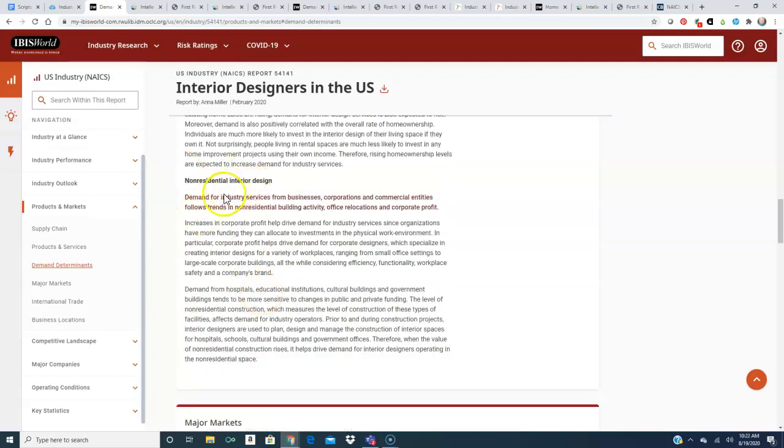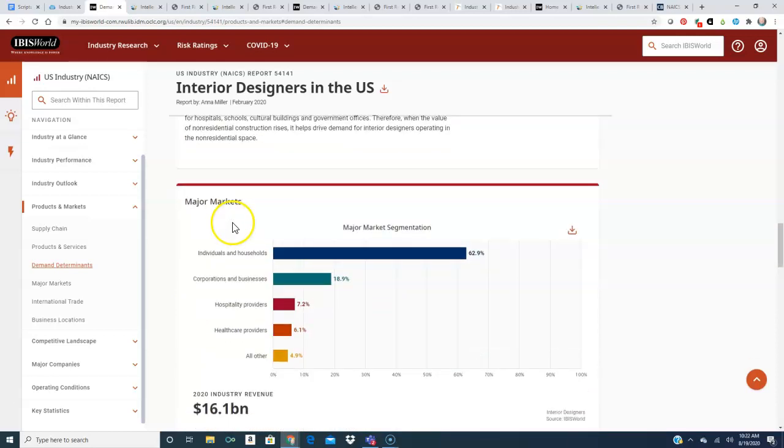I can read about non-residential interior design. I can see what the major markets are. I see that individuals and households are my greatest market at 62.9%, followed by corporations, hospitality, and healthcare providers.